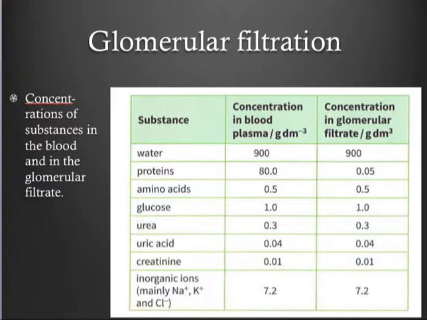Blood cells, both red and white, are also too large to pass, and so remain in the blood. And so this table shows the relative concentrations of substances in the blood and in the glomerular filtrate. You can see that glomerular filtrate is identical to blood plasma, except that there are almost no plasma proteins in it.